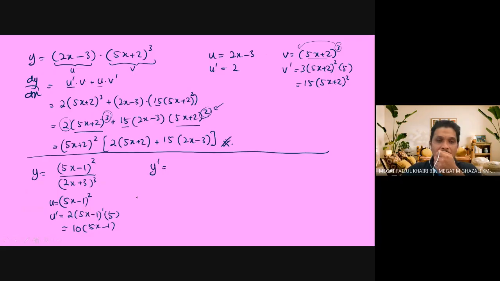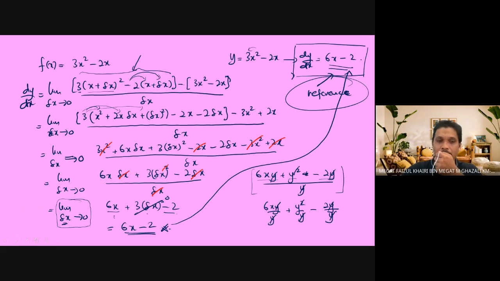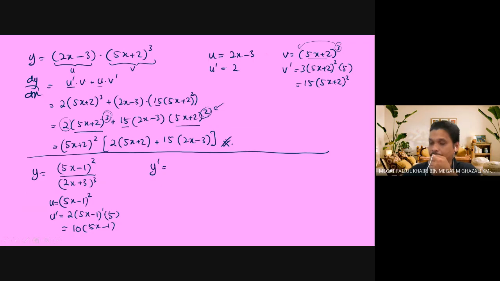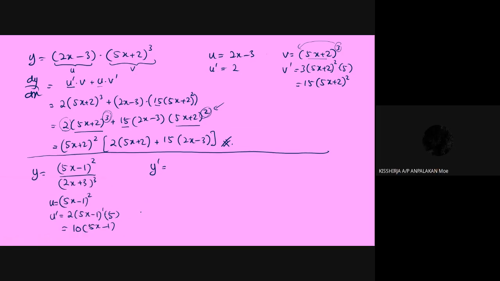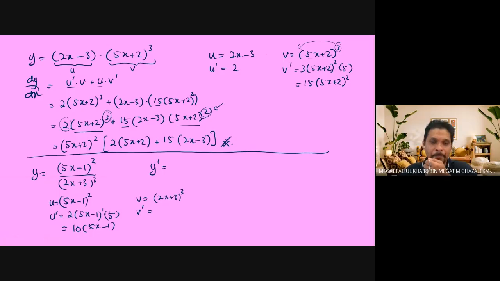Okay, and then v equals (2x plus 3) cubed. So v prime equals 3 times (2x plus 3) to the power of 3 minus 1, which is 2. Then differentiate 2x plus 3, which equals 2. So 3 times 2 equals 6, giving 6(2x plus 3) squared.